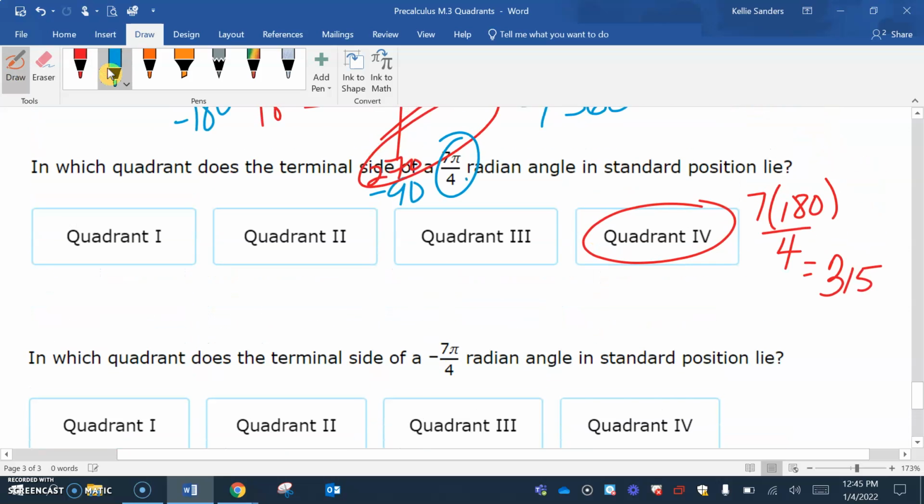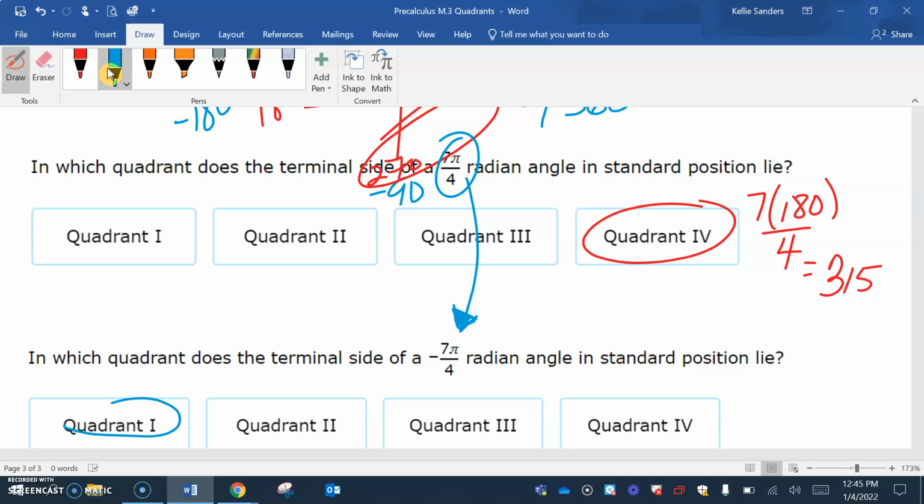If this was positive and then this is negative, what do you think is going to happen without doing the math? It's going to be in quadrant 1 because it makes a negative 315. And negative 315 is right here. So that's in quadrant 1.